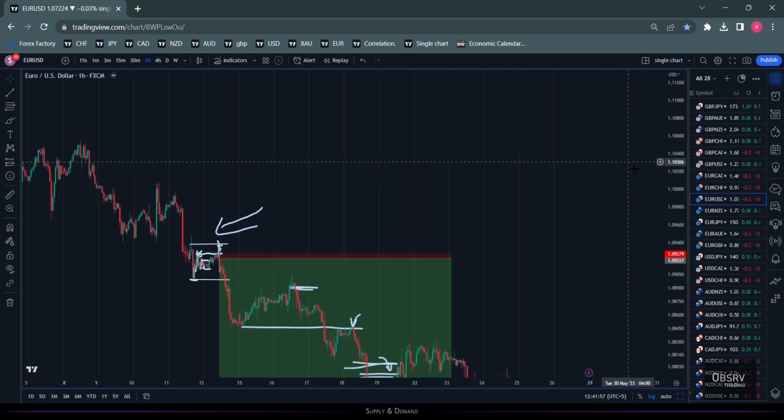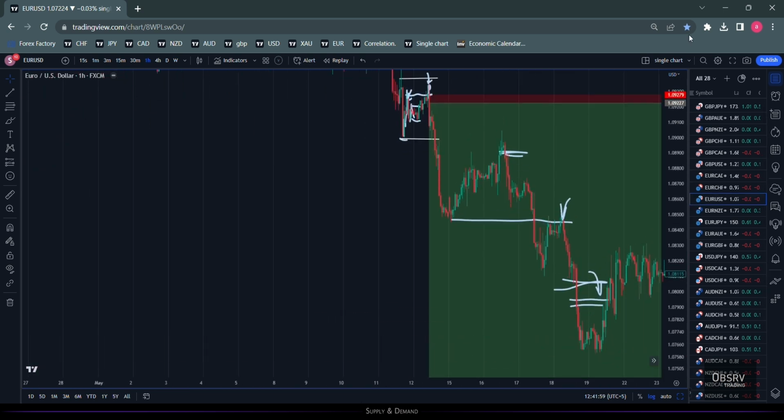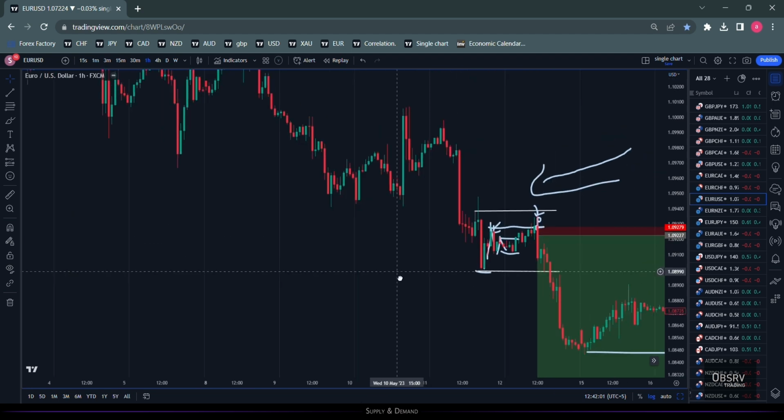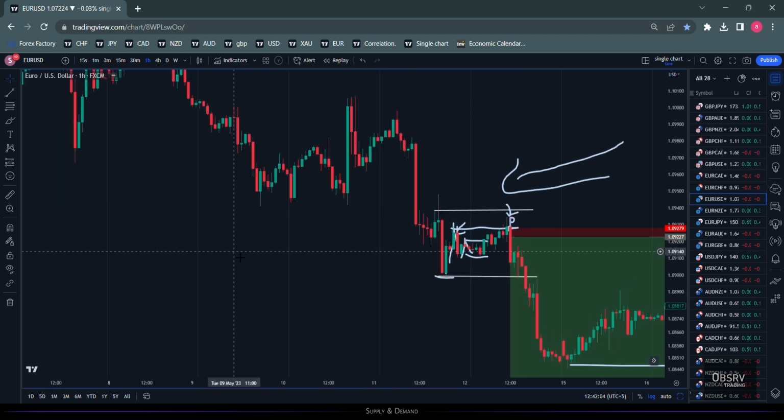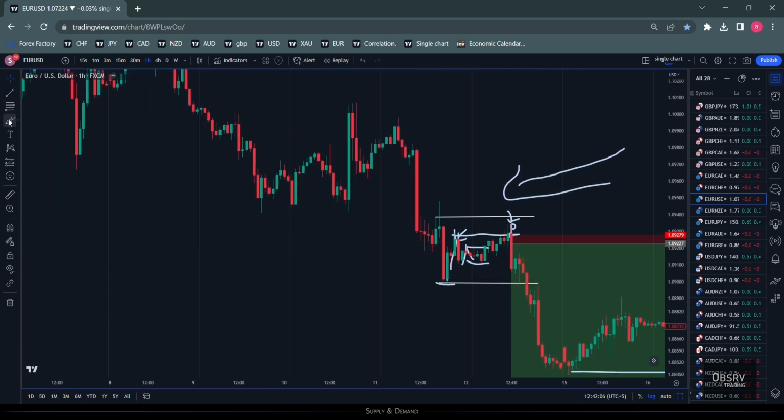Let's move to the charts now to give you an example so that you'd be able to understand it better. This is from the euro dollar trade that I took about a week and a half ago. I did share it in the group also. If you're a part of the group, you must have come across it. So let's dig deeper into the concept of supply.